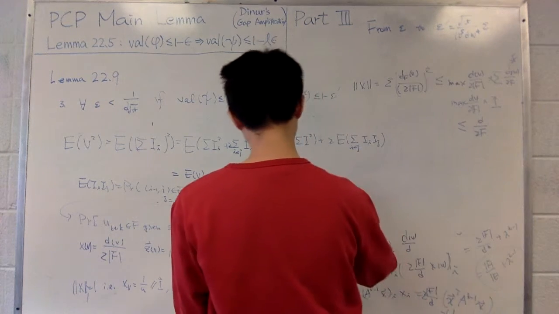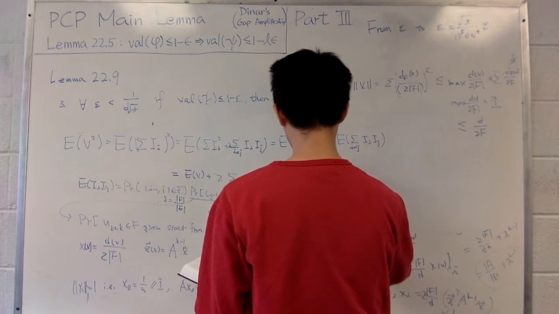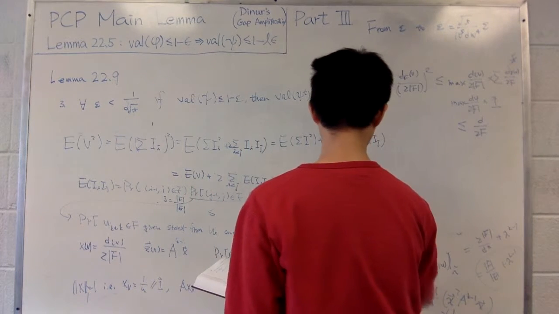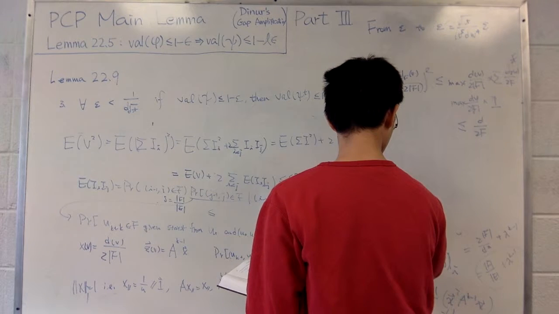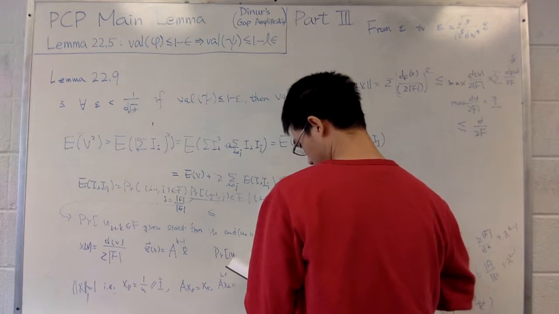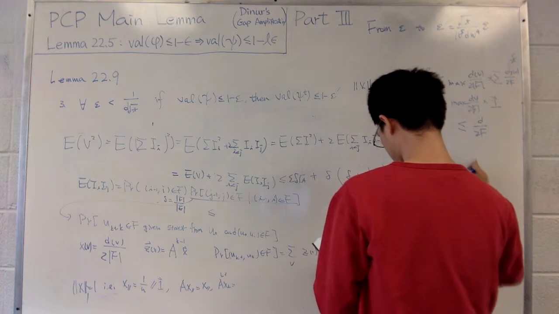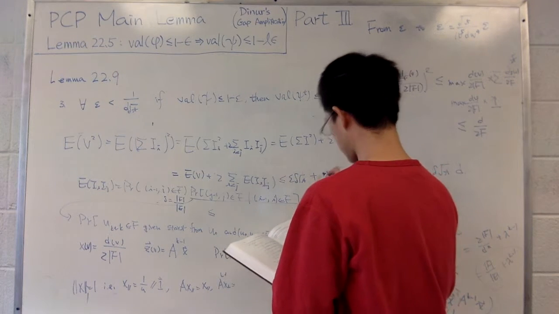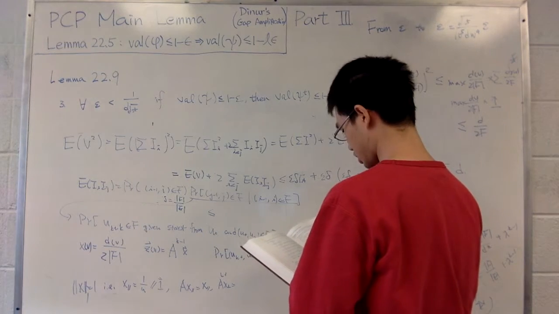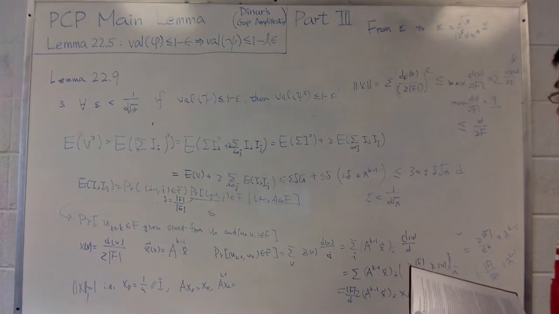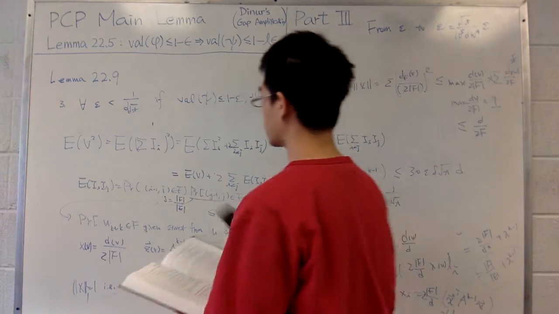Keep this one, and add delta, which comes from this one, and times delta again. This is smaller than 30, because epsilon is smaller than 1 over d square root of t. And then we show the value of this one.